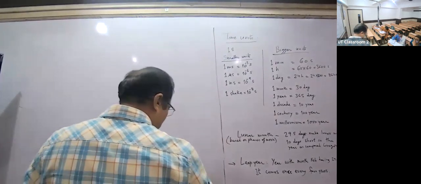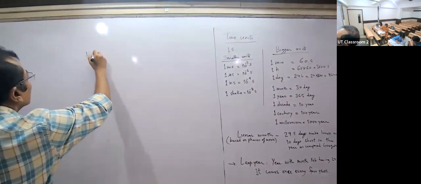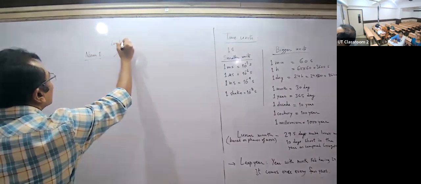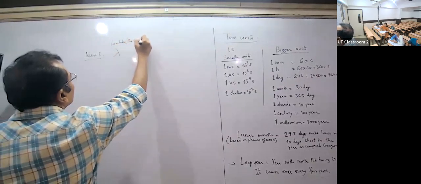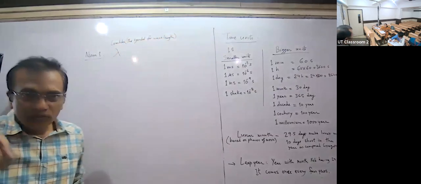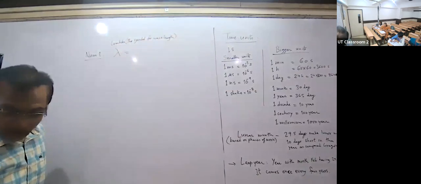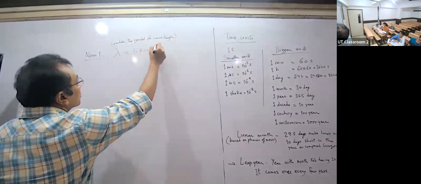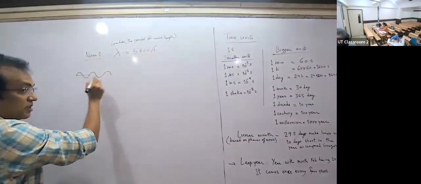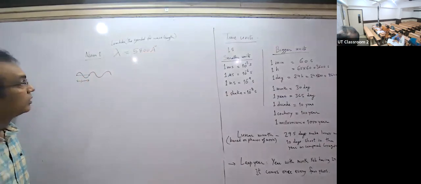If you look in the textbook, the first numerical is: the wavelength of a light of a particular color is 5800 angstrom. The wavelength symbol is called lambda, a Greek letter. Light is a wave, and every wave is characterized by its wavelength. Wavelength is the distance traveled by light during one cycle. This is one wave.